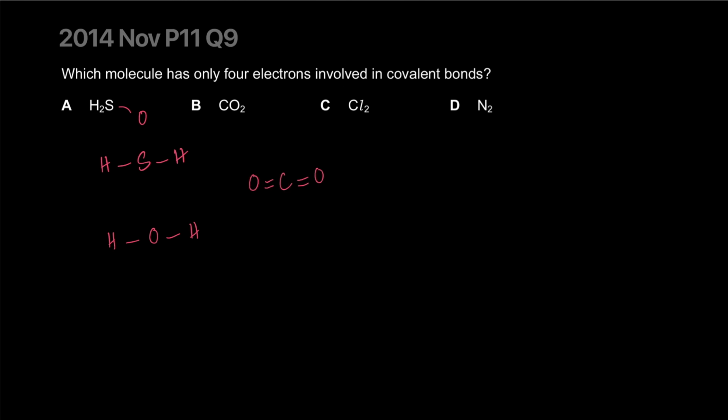I'm pretty sure, unless, you know, wait, that's too many. Has only 4 electrons? Yeah, I think H2S is our answer because this has 4 electrons right here. This has 8 electrons, 4 bonds. Chlorine over here has 2 electrons, not 2 bonds. And nitrogen has 6 electrons by looking at 3 bonds over here. So our answer is A.